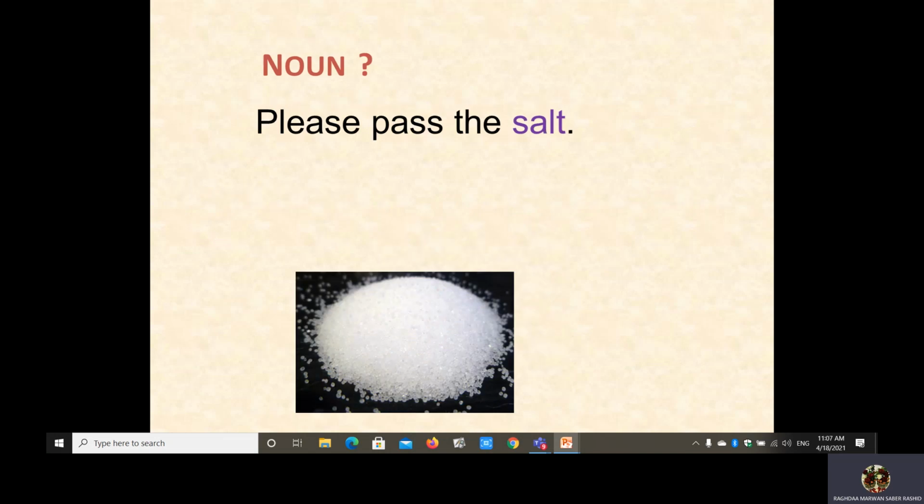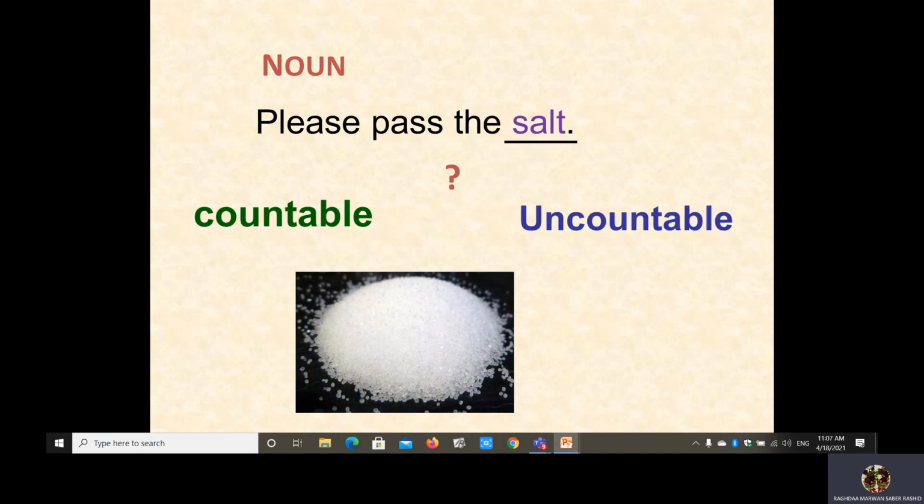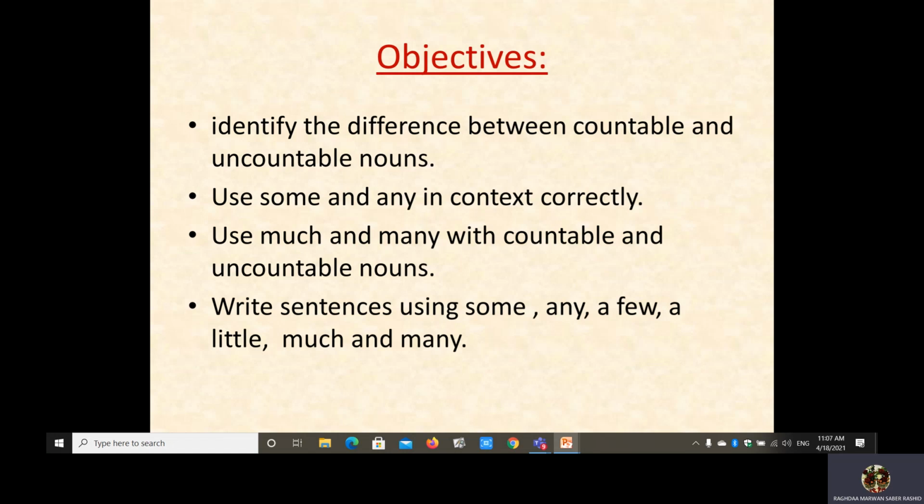What is the noun in this sentence? Please pass the salt. Of course, salt is the noun. Is it countable or uncountable? From the picture, can you count the salt in the picture? Of course, it's difficult to count, so it's an uncountable noun. So now we identify the difference between countable and uncountable nouns.